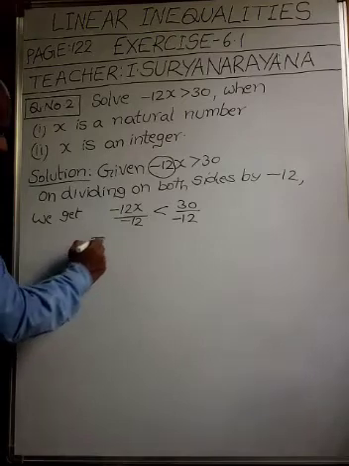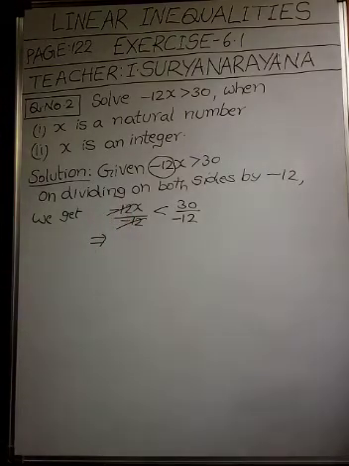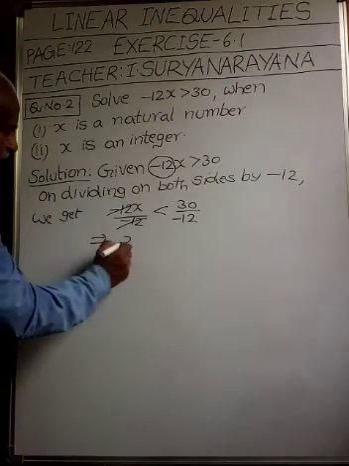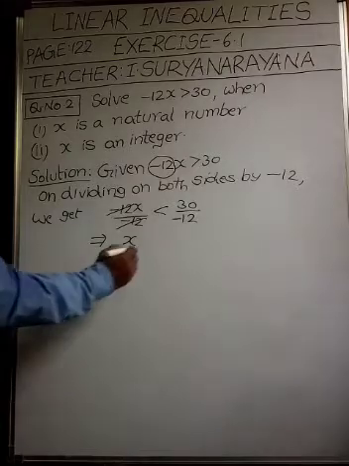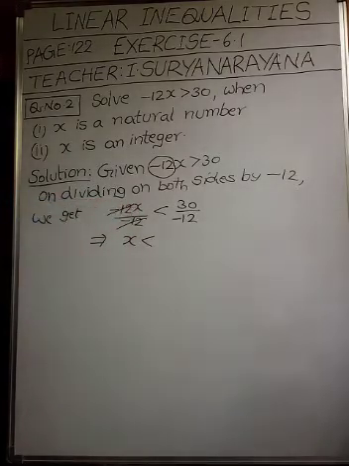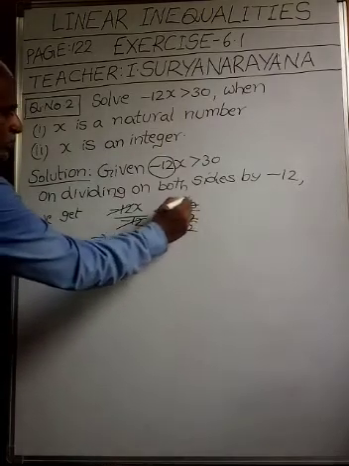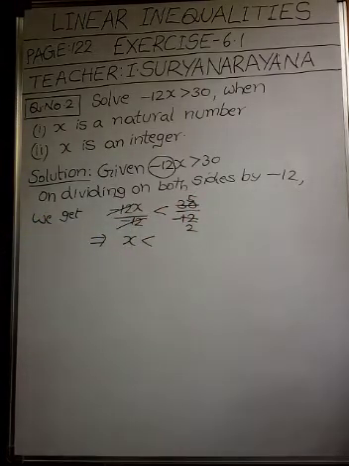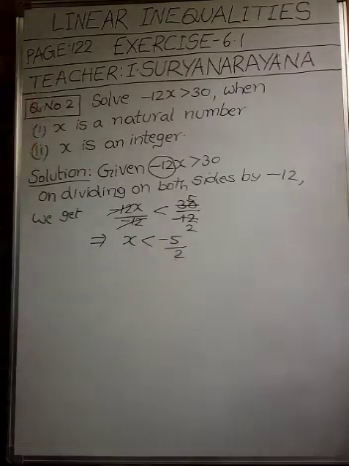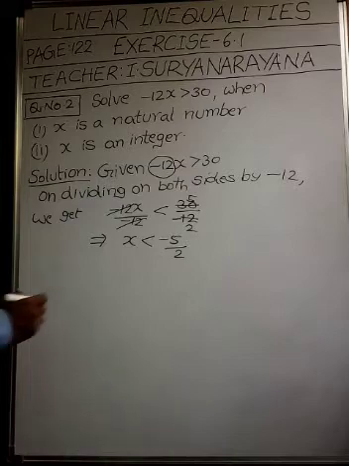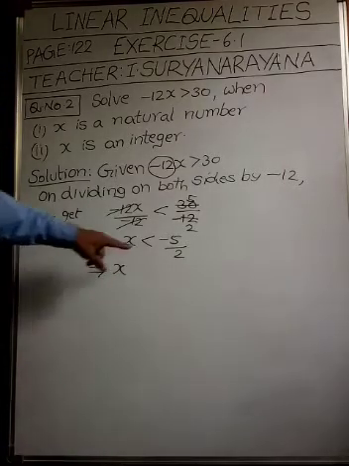This implies here -12 gets cancelled. What will you be left with here? What will you get in LHS? x less than. Let us simplify RHS. 6 2 times, 6 5 times. Okay, my children. Finally, we get -5 by 2. This implies... Understood this step, my children?